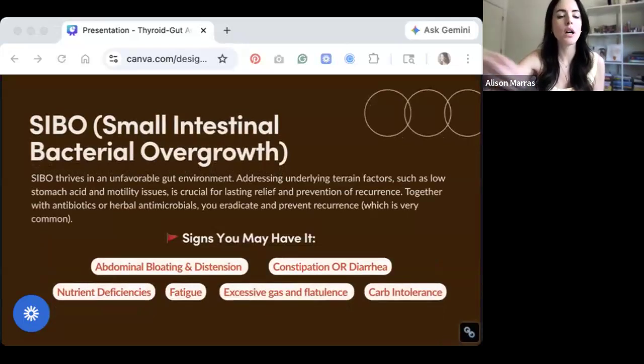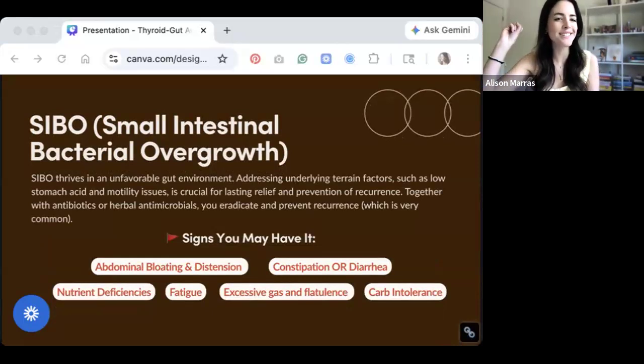Then we have SIBO, my arch nemesis, the small intestinal bacterial overgrowth. SIBO really thrives in an unfavorable gut environment. And so, look, with all of these, addressing the terrain is important, but this for me, especially when I kept relapsing, this was the biggest problem for me, is that I was not addressing those underlying terrain factors. Things like low stomach acid, motility issues in my day-to-day schedule, so to speak, which we'll talk about. And this is really crucial for lasting relief and preventing recurrence, because there's a super high rate of recurrence.